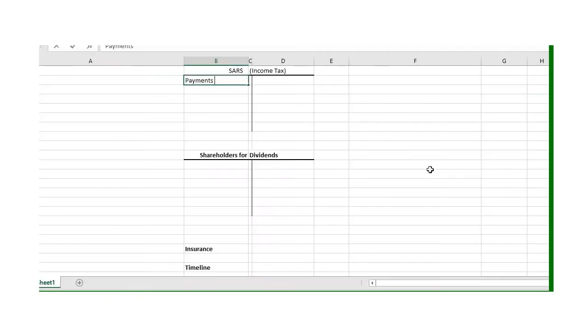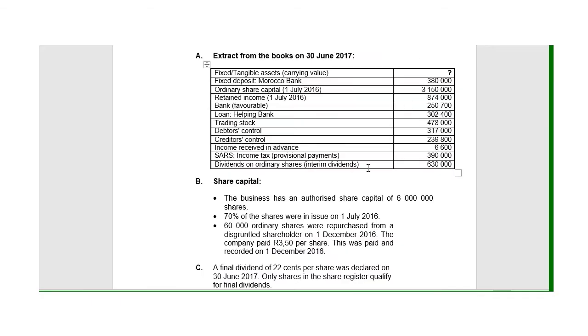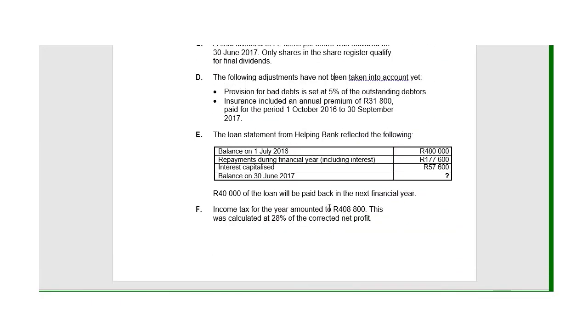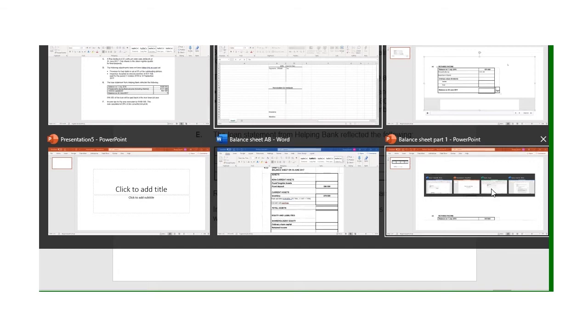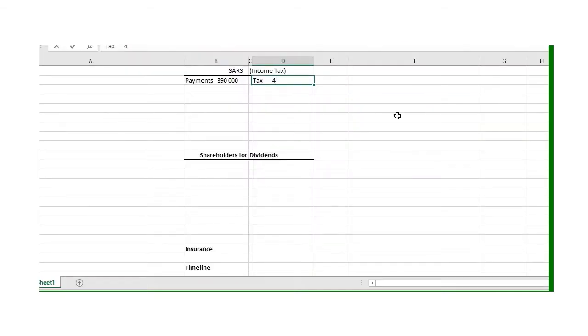Okay. And there they tell me on the list of balances the provisional payments were 390,000. So on the debit side, I'll have payments of 390,000, and on the credit side, I will have the tax for the year. Now I know they gave me that as well, and that was 408,800. And that is all we need for this account, so I can just balance it.